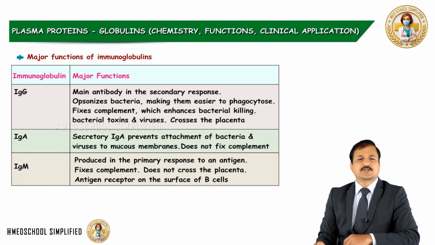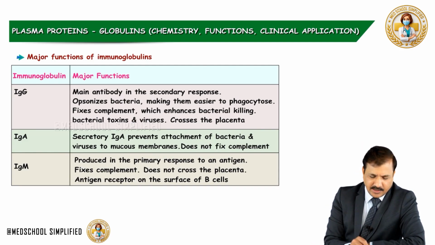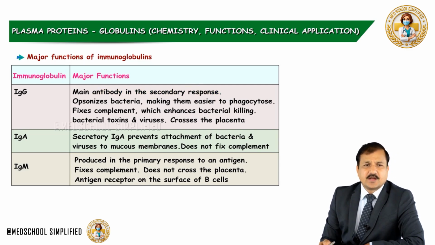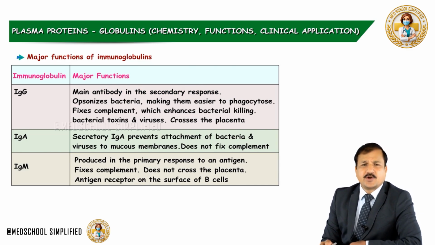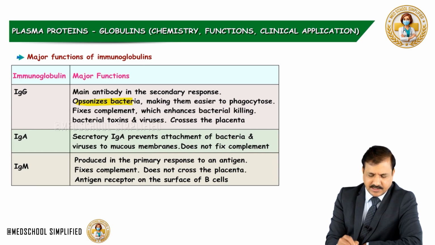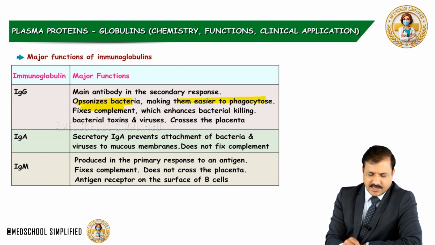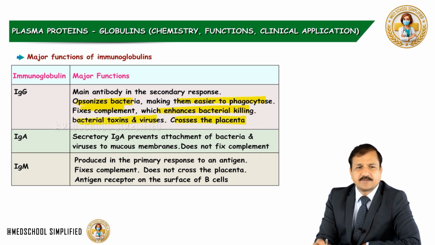Coming to the major functions of immunoglobulins. IgG is the main antibody in the secondary response. It causes opsonization of bacteria, making them easier for the phagocytosis process. And it fixes complement, which enhances bacterial killing, and neutralizes bacterial toxins and viruses, and it also crosses the placenta.